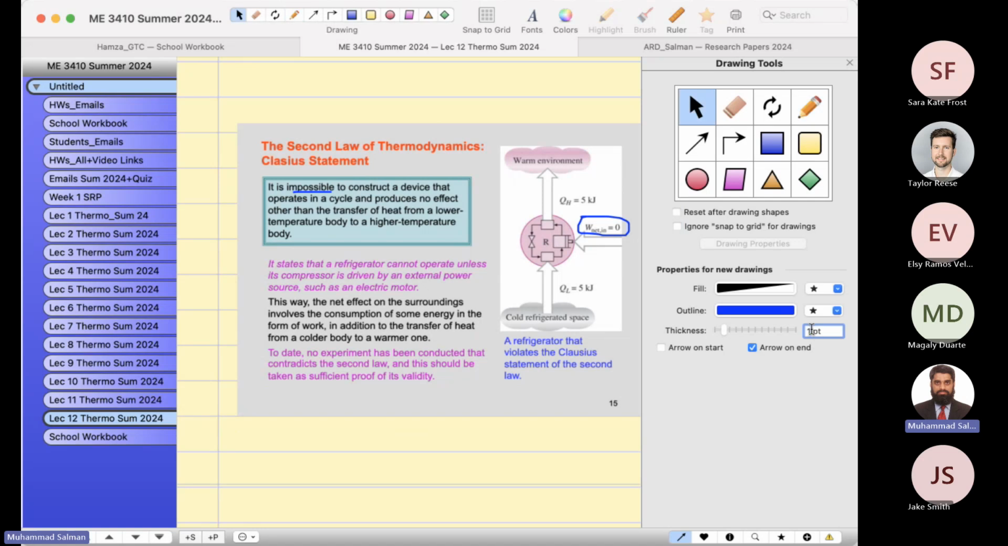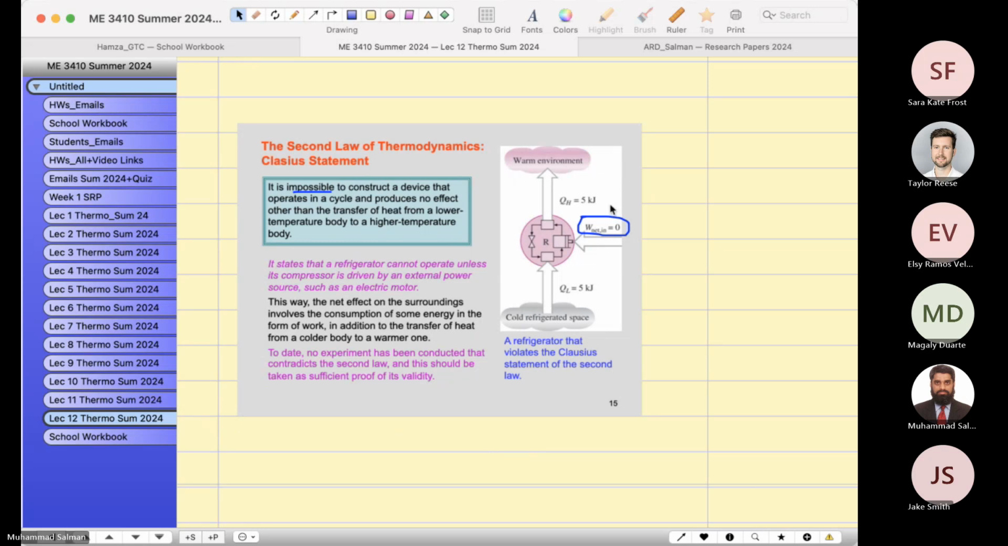Let me change this point here. So, if this is zero, it is not possible for a refrigerator to work in a way that you extract heat from a low temperature and reject heat to a higher temperature.